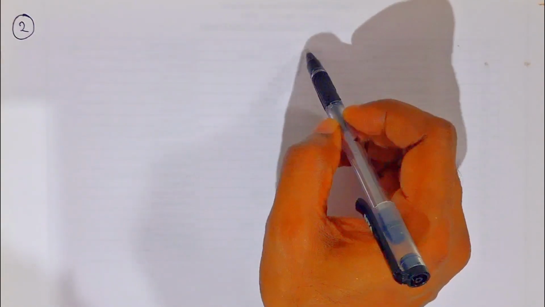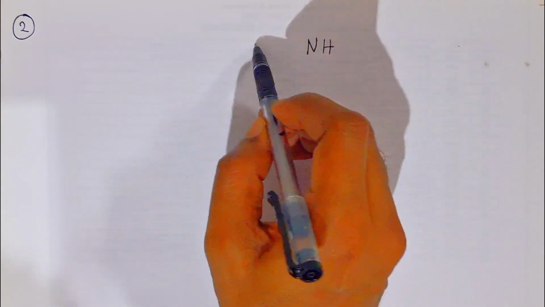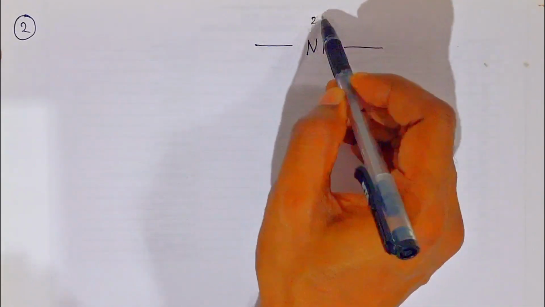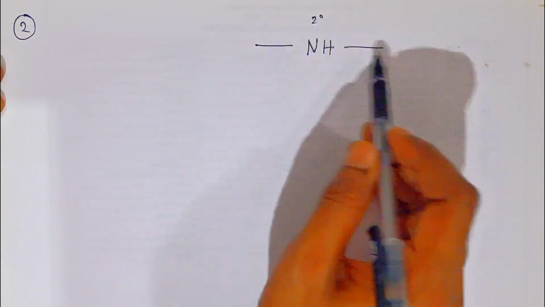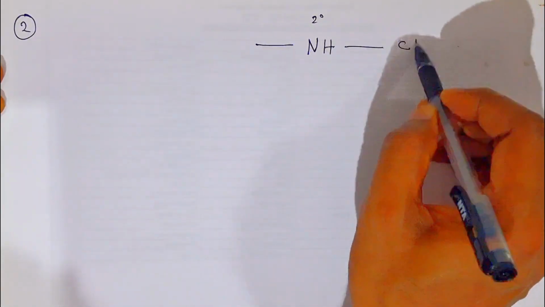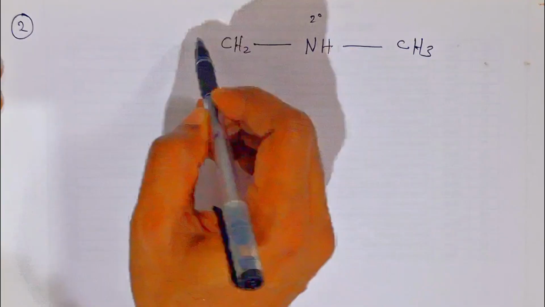Second example of secondary amines, students. In secondary amines, nitrogen always will have one hydrogen. So two valencies remain in these secondary amines. By observing this hydrogen we come to know this is a secondary amine. Now the other two valencies are occupied: here by a methyl group, and here by ethyl, CH2 CH3.